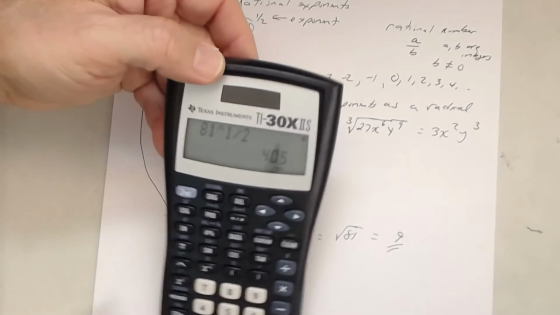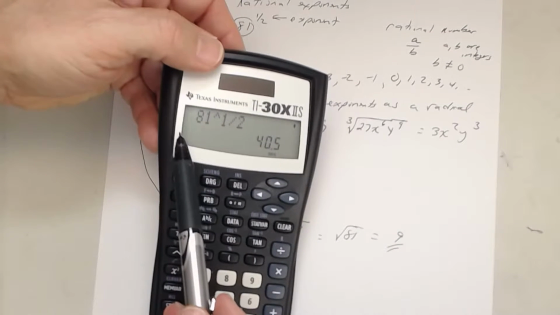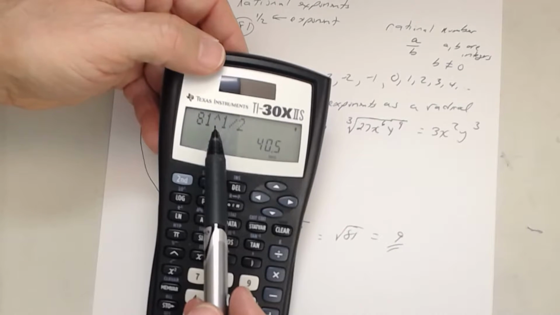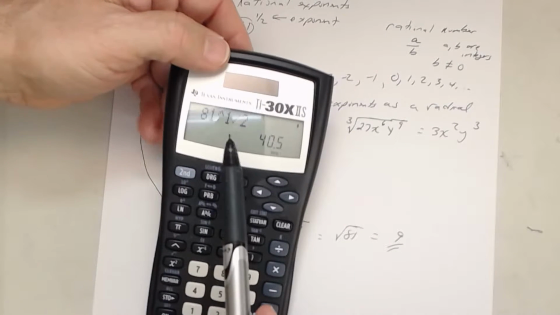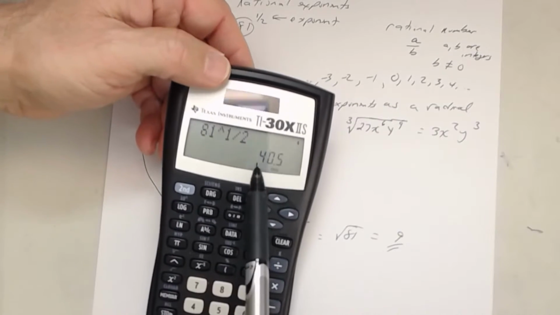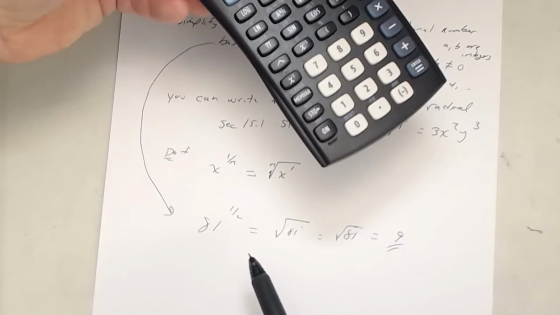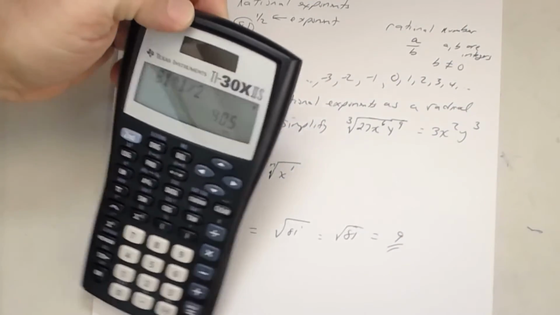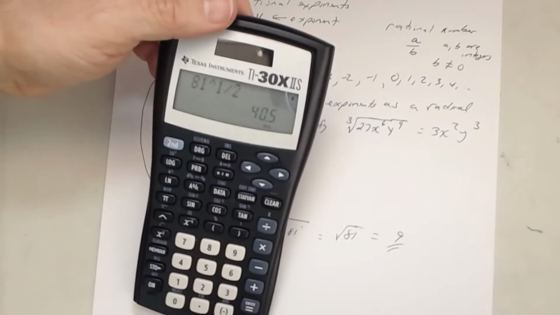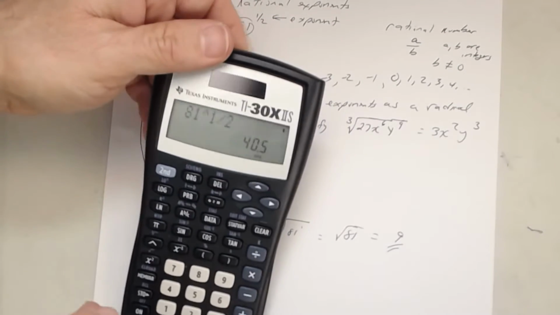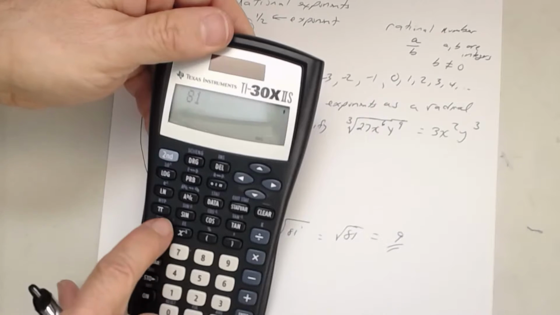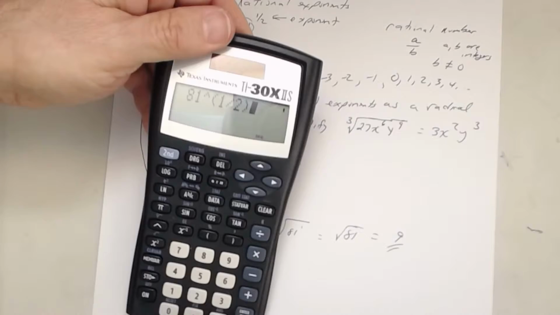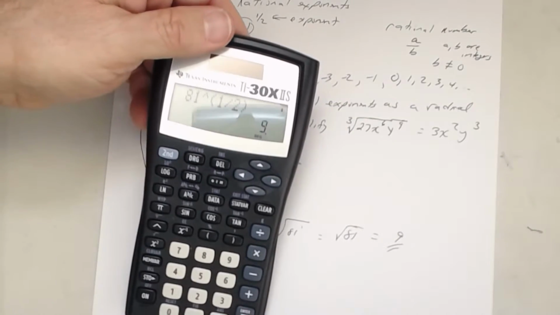Basically what happened was this. If you use the order of operations, you're saying I'm raising 81 to the first power, which is 81, and then you're dividing that by 2, hence 40.5. But that's not what that's saying. That's saying you're raising 81 to what power? 1/2. So you have to put the exponent in parentheses. So 81 raised to the power in parentheses 1 divided by 2, close the parentheses, press equal, and you get 9.